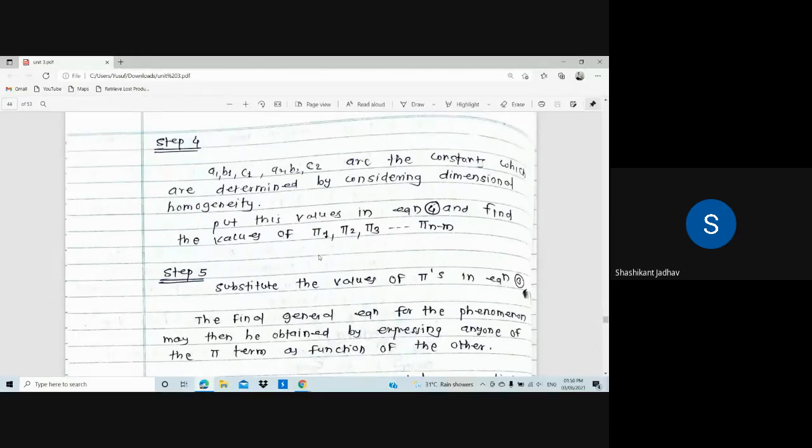Okay, then write on this step number 5. What is step number 5? Substitute the values of pi's in equation 3.